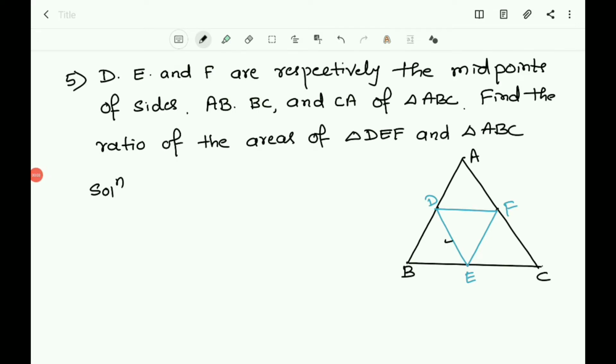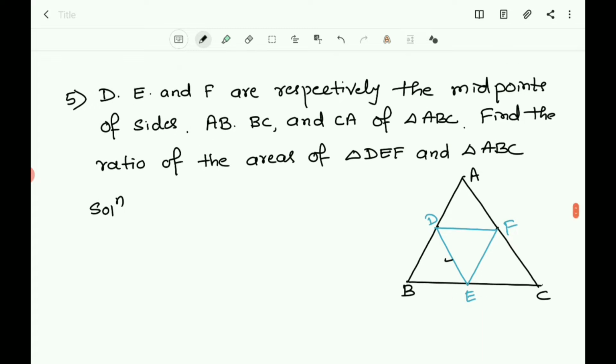So DE is a line joining the midpoints of AB and BC. It must be parallel to the third side AC and half of AC. And also EF is a line joining the midpoints of BC and AC. So it must be parallel to the third side AB and half of AB. Similarly, DF is a line joining the midpoints of AB and AC. It must be parallel to BC and half of BC. So let us note that here.